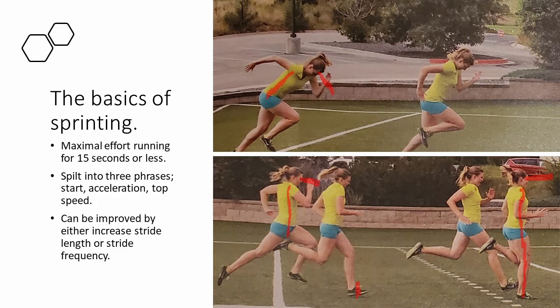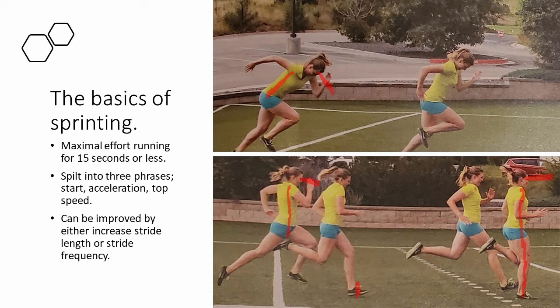So what is a sprint? Sprint is simply running as fast as you can for a very short distance or a very short time. The sprint is split up into three different phases. The first phase is the start, followed by the acceleration, and then ending with the top speed. The picture on the top represents the start, the picture on the bottom left is acceleration, and the picture on the bottom right is the top speed.